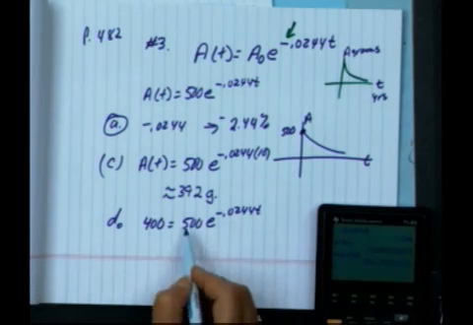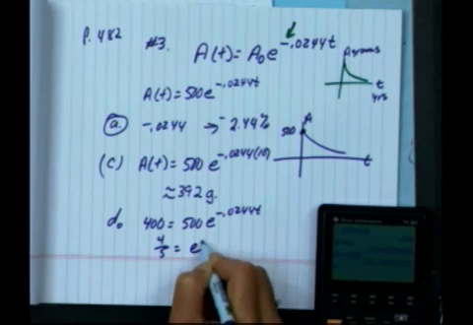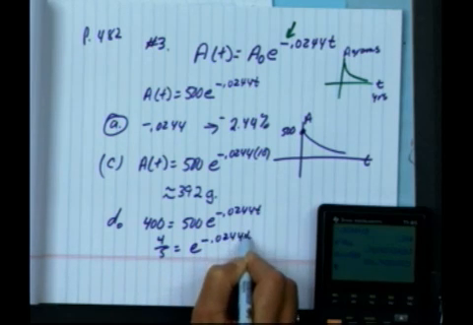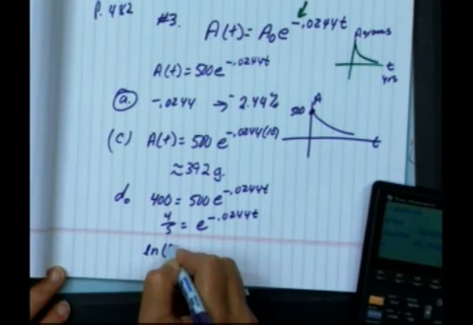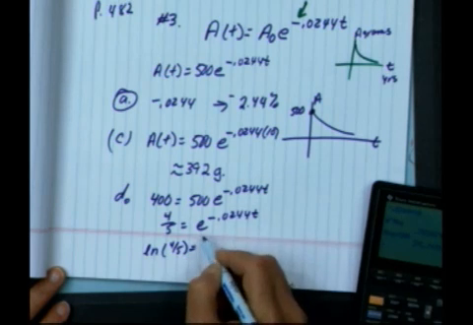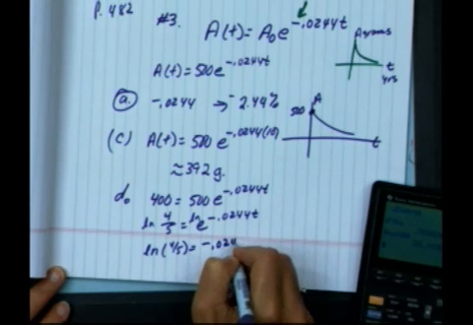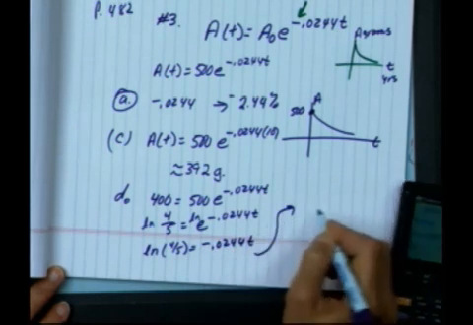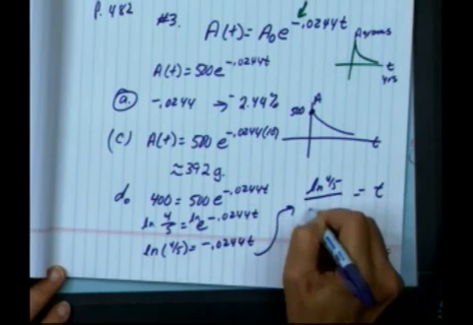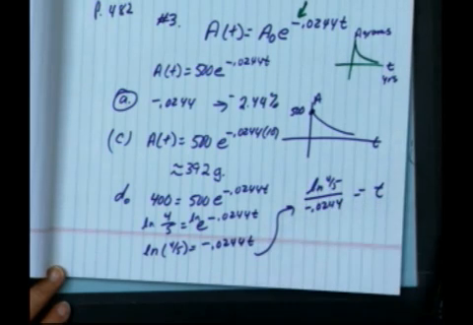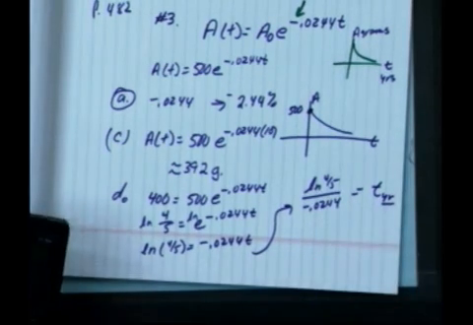Okay, so here we go solving. We divide by 500. So you get 4/5 equals e to the negative 0.0244 t. Do you feel like you can do these in your sleep? No? Okay, take the natural log of both sides. We get negative 0.0244 t. So t then is natural log 4/5 divided by negative 0.0244. Remember, t is in years again. Keep up with your units so you know what you're talking about.